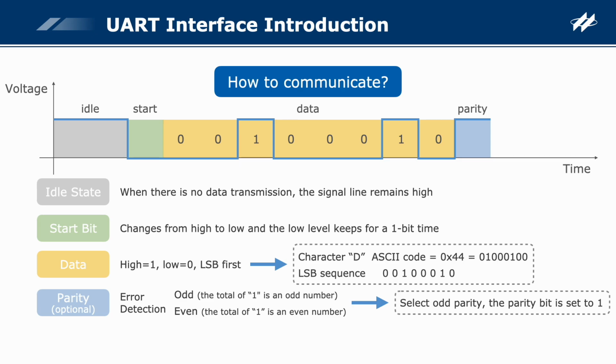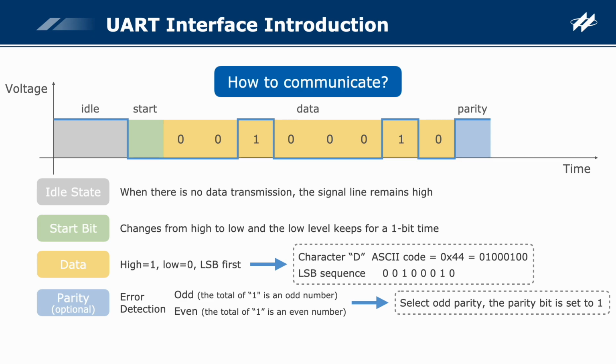The UART provides a parity bit for error detection. For the odd parity type, the total number of logic 1 in the data bits and parity bit should be odd. For the even parity type, the total number of logic 1 in the data bits and parity bit should be even. For example, the odd parity type is used here, because the number of logic 1 in the data bits is even, so the parity bit is set to 1 so that the total number of logic 1 is odd.